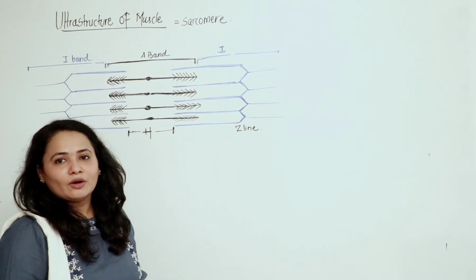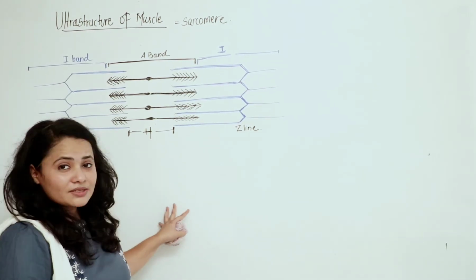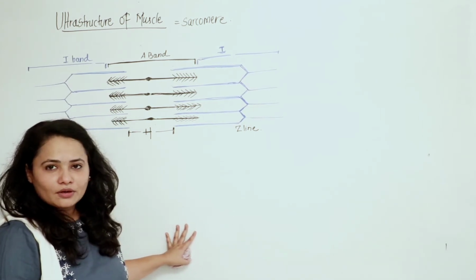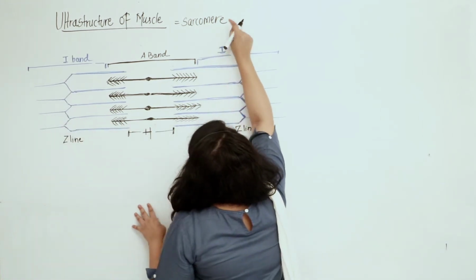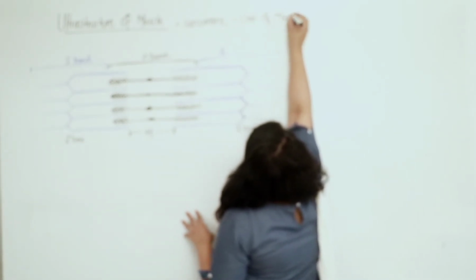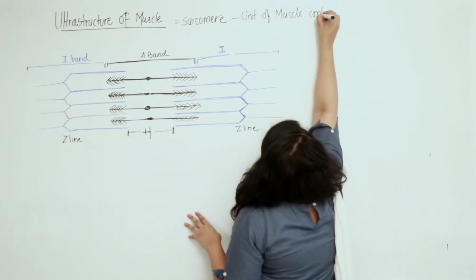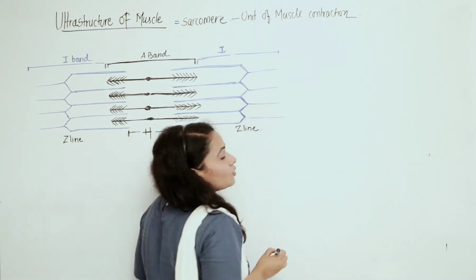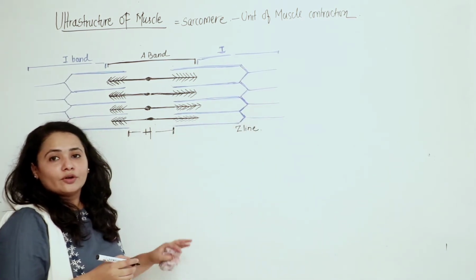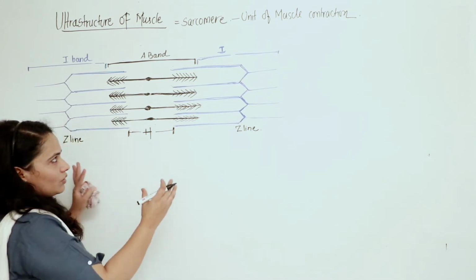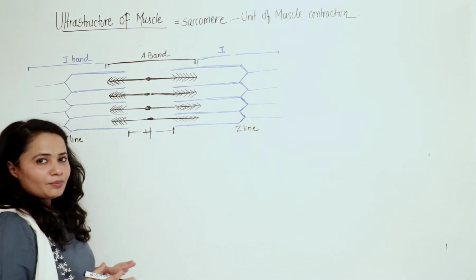Now we'll be talking about the ultrastructure of muscle, and the unit of muscle contraction we call the sarcomere. Here we'll be talking about the sarcomere, which is known as the unit of muscle contraction. Now let us talk about how this looks, how it appears.